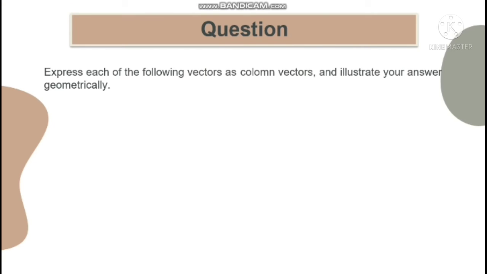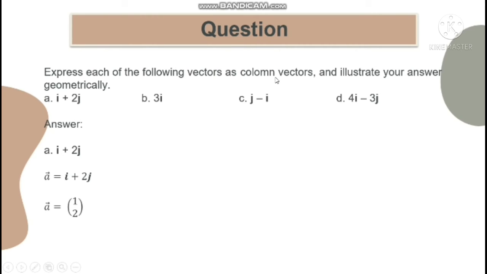Express each of the following vectors as column vectors and illustrate your answer geometrically. A is i plus 2j, B is 3i, C is j minus i, D is 4i minus 3j. Answer. A is i plus 2j. i plus 2j is a component of vector A in the x and y direction. Why vector A? Because we can give the name freely. As a column vector, vector A is (1, 2). This is a column vector.